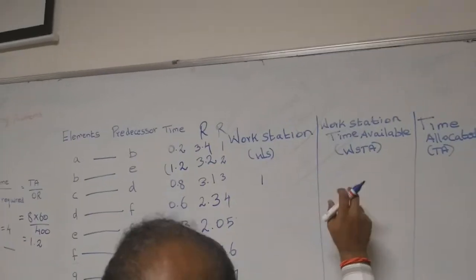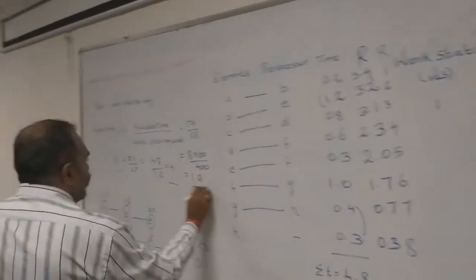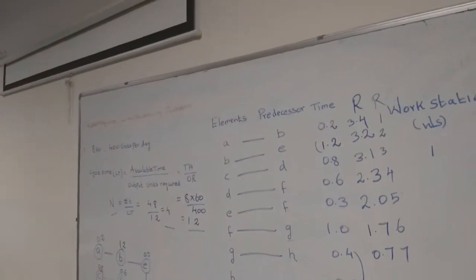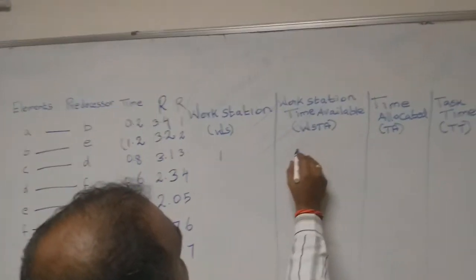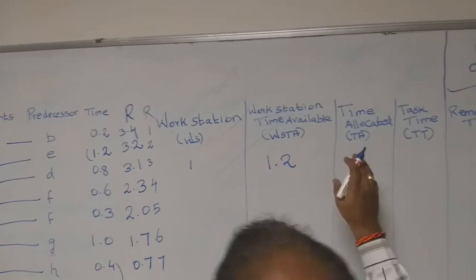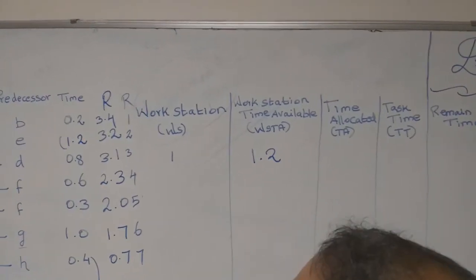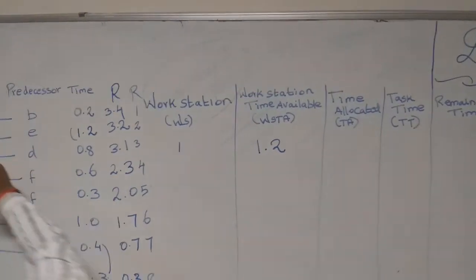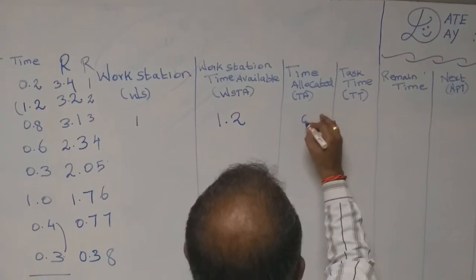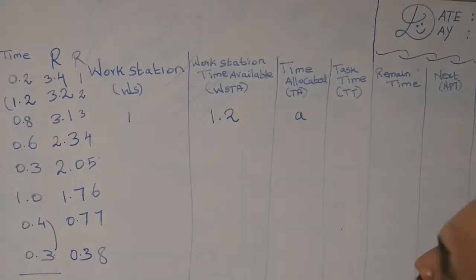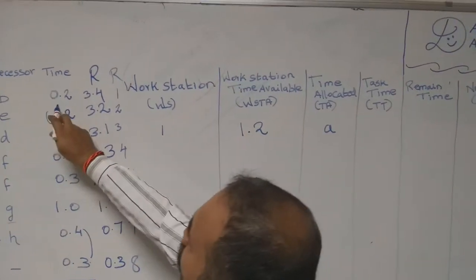What is the time allotted for the workstation? It is 1.2. We have allotted the time as 1.2. So you need to start with the workstation time of 1.2. What is the time allotted? What is the first rank? A will be the first rank. So here the time allotted is for A. So what will be the value of A? Value of A is 0.2.